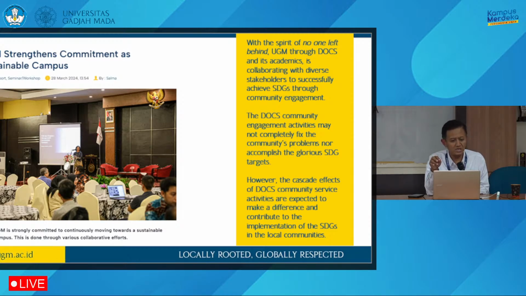UGM also has a very, very good commitment to a sustainable campus regarding the 17 indicators addressed by the United Nations, through collaboration, and from the Directorate of Community Services we also try to engage as much as possible with our partners. But of course, we cannot work alone, and we have to ensure that no one is left behind for the achievement of the 2030 agenda of the UN.